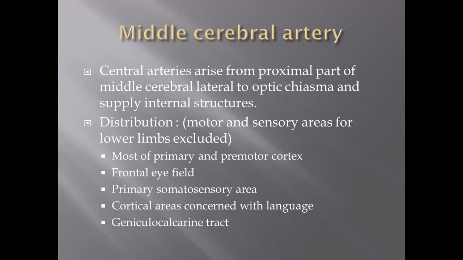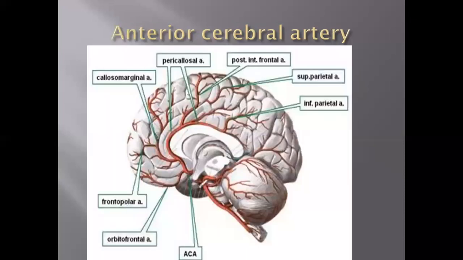Then part of its distribution will go to the frontal eye fields, which by now you remember they're responsible for the voluntary control of the saccades. Those that are going to be in the occipital would control the involuntary. Then other structures supplied by the middle cerebral artery, we've already talked about the primary and the premotor cortex, the primary somatosensory area as well. Those that are going to be concerned with language, that are also on the lateral hemispheres, as well as the geniculocalcarine tract, which is part of the visual system.